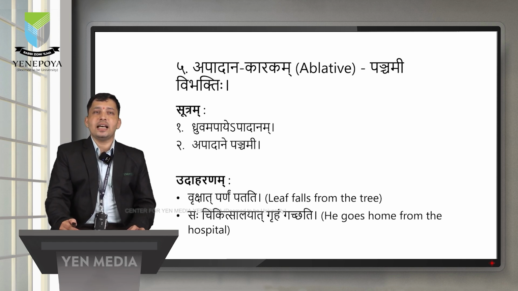Second sentence is Saha chikitsalayat griham gacchati. He goes home from the hospital. So there is a person who goes from the hospital to his home. Here he is moving and he is going from the hospital. That means the hospital is constant. The hospital is not moving. So this hospital word, chikitsalaya, gets Apadana Karaka. That's why it represents Panchami Vibhakti.